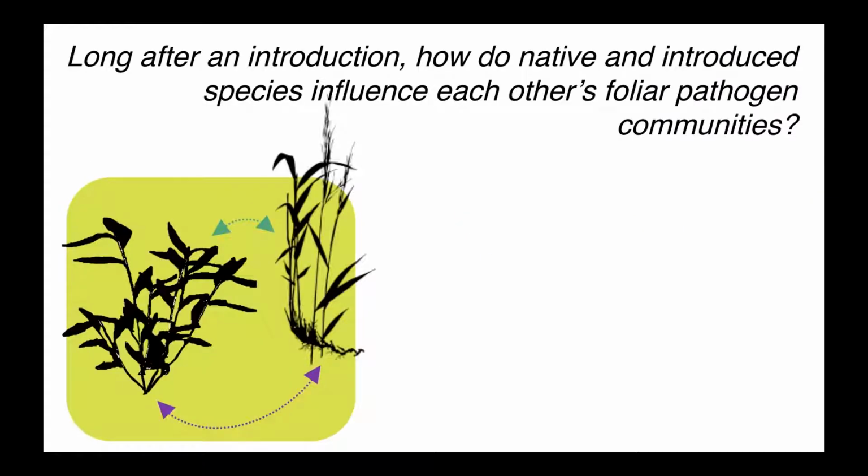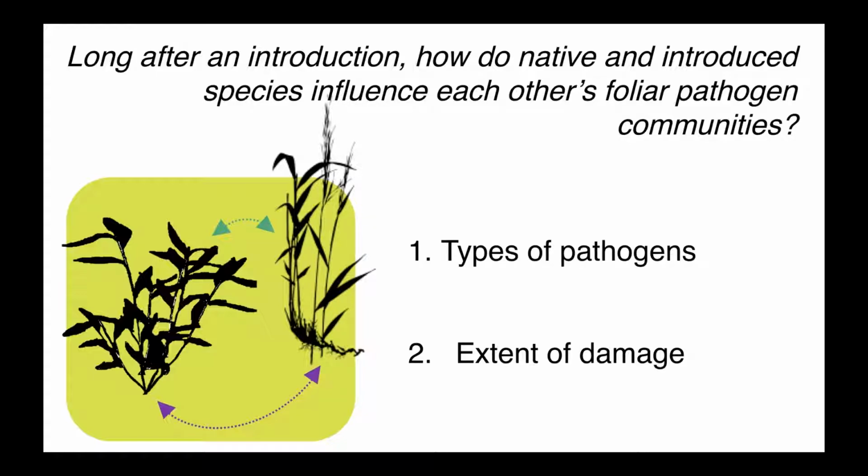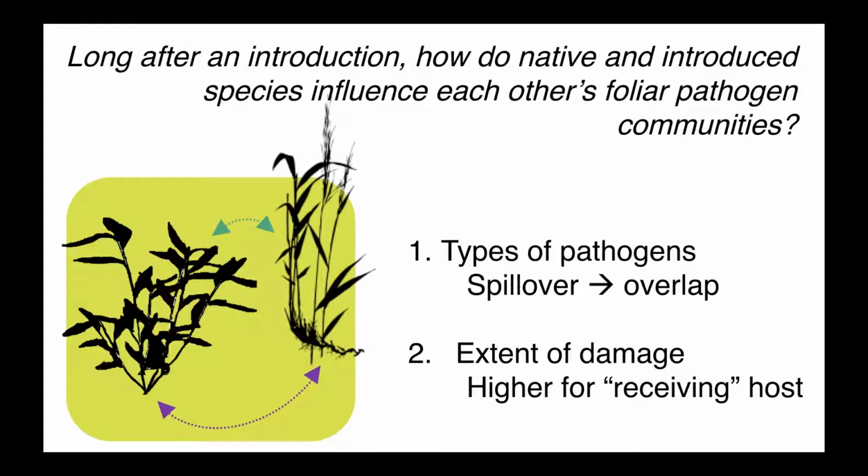And so the question that we asked with this second project is, long after an introduction has occurred, how do native and introduced species influence each other's foliar pathogen communities? We looked at the types of pathogens that are infecting two groups, the native and introduced group, and then the extent of damage. Our hypothesis was that one of these groups would contribute to spillover, and then we would see overlap between the two groups of plants, and that potentially the receiving host on that end of the spillover could have more damage.